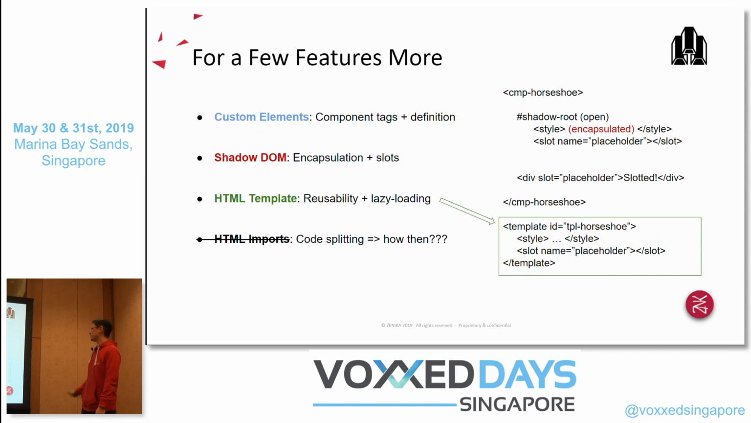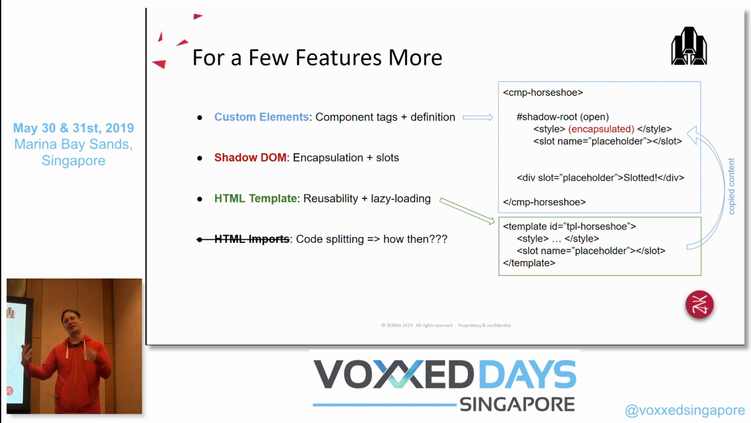So HTML template, I can create a template like this, and what is powerful is that this piece of code will not be rendered by the browser, but it's available for you. It can be optimized. You can clone it, and you have a new instance of the component you want. Then we got the custom element. That's the main piece of the Web Components API. That's what's going to be rendered as a component inside your navigator.